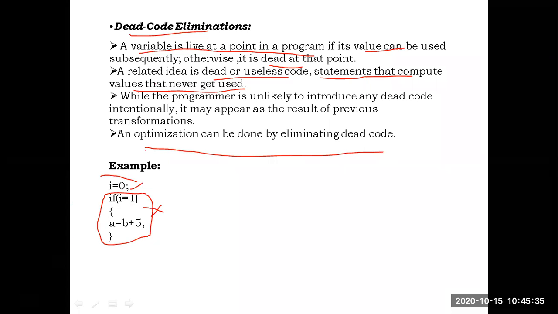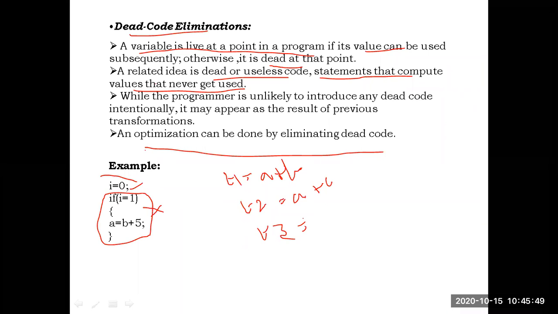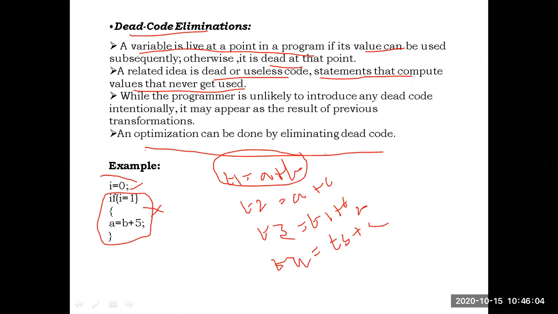Let's take another example. t1 is equal to a plus b, t2 is equal to a plus c, t3 is equal to t1 plus t2, t4 is equal to t3 plus c. In statement 1, is there any dead code? In statement 1 we have the variables a and b. Are they live variables or dead variables?